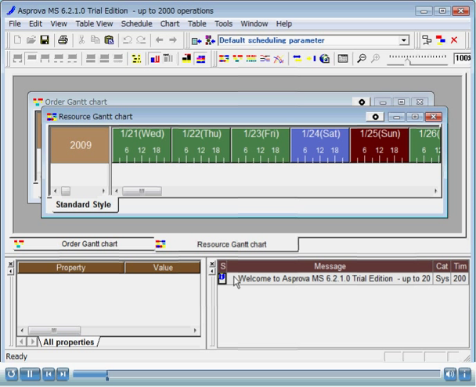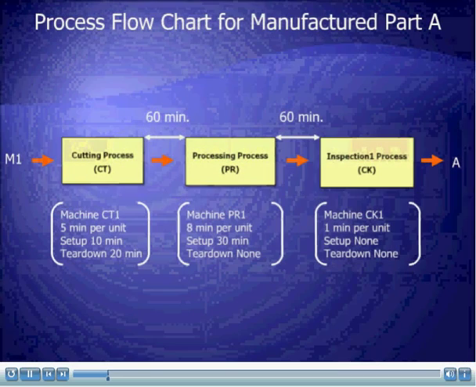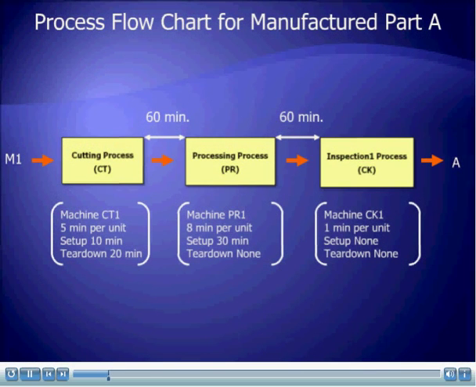Let's take a look at the process flowchart for manufactured part A. In order to make manufactured part A, the raw material M1 goes through three processes: the cutting process, the processing process, and inspection 1 process. The machines required to produce manufactured part A and their capacities are as shown. Based on this information, let's enter the data into the integrated master editor.